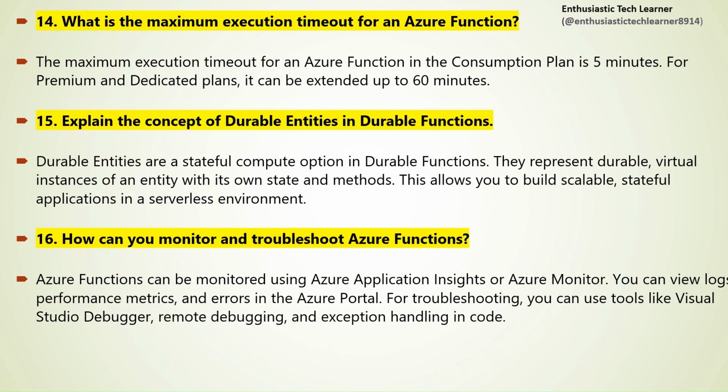What is the maximum execution timeout for an Azure function? The maximum execution timeout for an Azure function in the consumption plan is 5 minutes. For premium and dedicated plans, it can be extended up to 60 minutes.